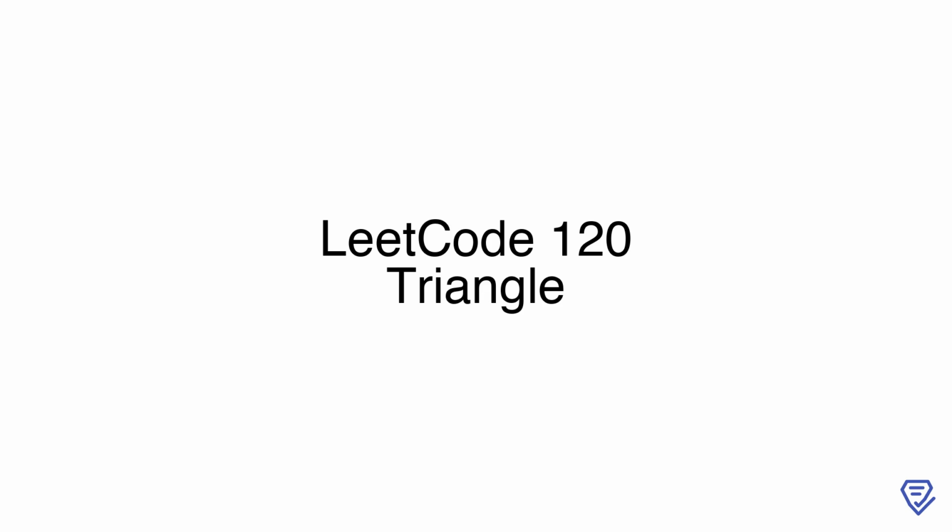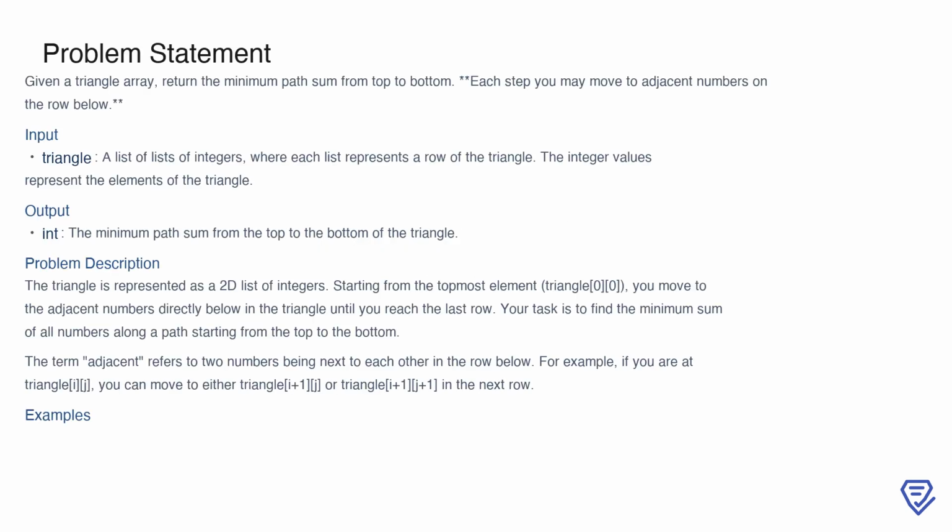Welcome to the problem walkthrough for LeetCode problem number 120, Triangle. In this session, we'll explore how to solve this classic problem step by step, covering its intuition, approaches, and complexities. Let's dive in. In this problem, you're given a triangle represented as a 2D list of integers.